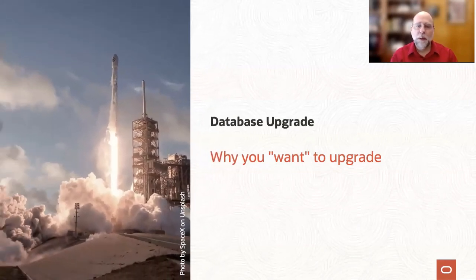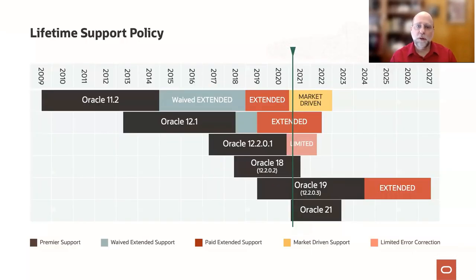We went into a lot more depth about why you want to upgrade in our first webinar about release strategy and patching, but it bears repeating some of the key points right now, either if you haven't seen that first webinar or just to refresh you, even if you have. So first, where are we in the support lifecycle for the various database releases?